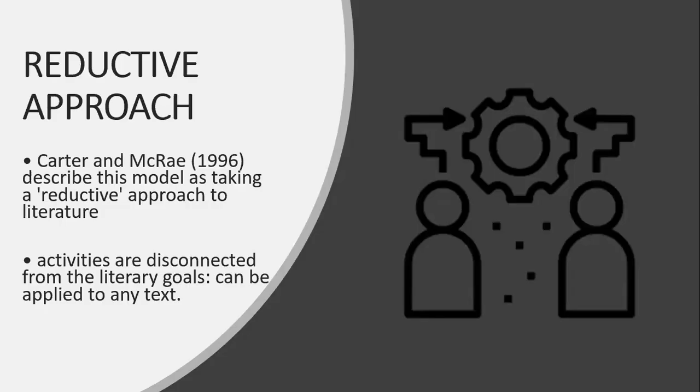So let us move on. We also have the reductive approach. Based on Carter and McRae in 1996, they described this model as taking a reductive approach to literature, wherein the activities are disconnected from the literary goal and can be applied to any text. So in this approach, class, we often imply this whenever we use the text or literature for other purposes.